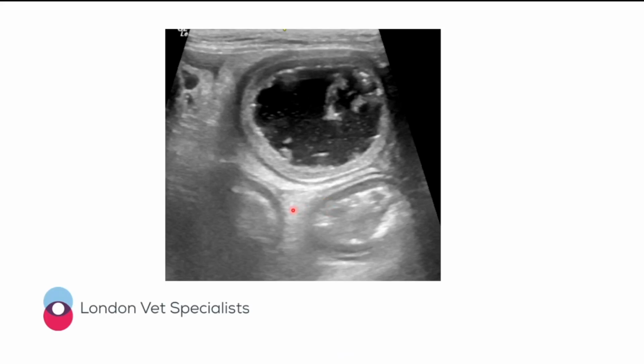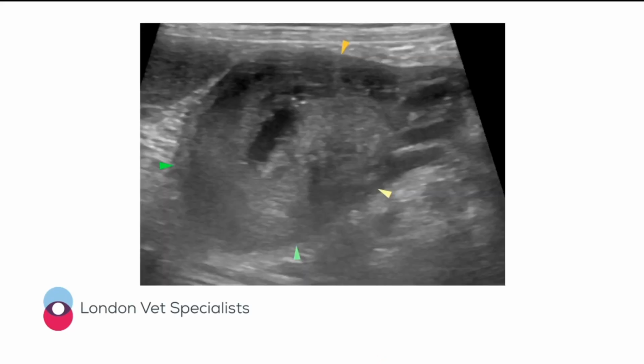So already we can see that we've got lots of changes here that we need to be concerned about. We've got two distinct populations of small bowel. This one in the near field is hugely dilated, and the ones in the far field definitely contain ingesta, but look a lot smaller than this loop in the near field. We've got some evidence of a peritonitis here as well. So this mesenteric fat is thick and hyperechoic, and there's some peritoneal effusion here too.